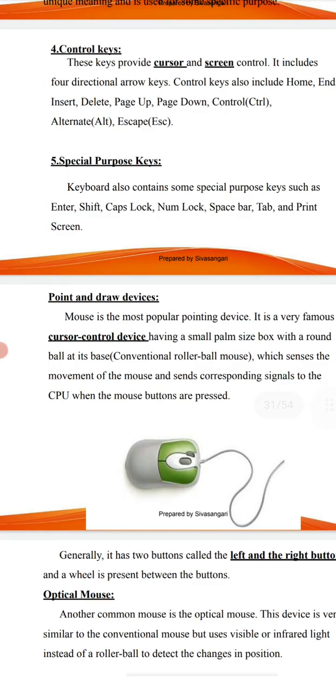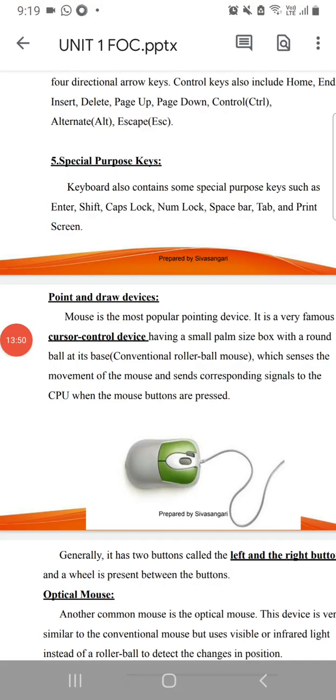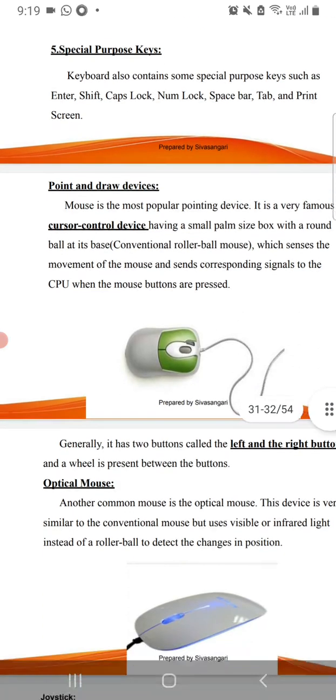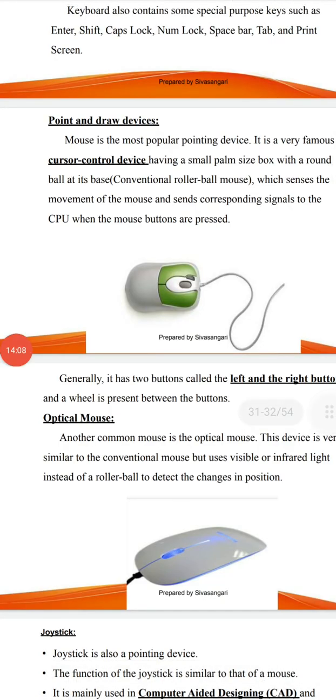Next one is point and draw device. Mouse is the most popular pointing device. It is a very famous cursor control device. There are two types of mouse available. One is the conventional rollerball mouse. Next one is the optical mouse.